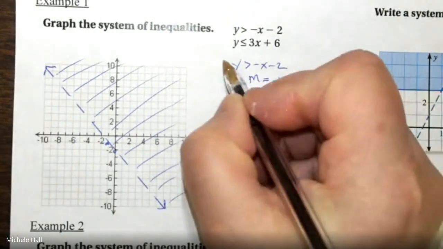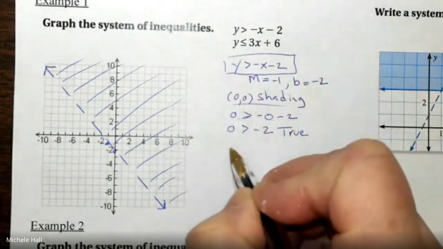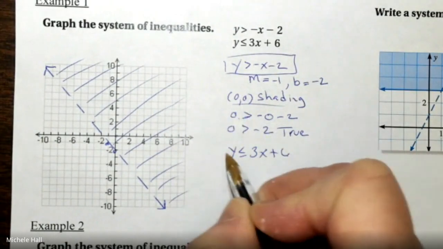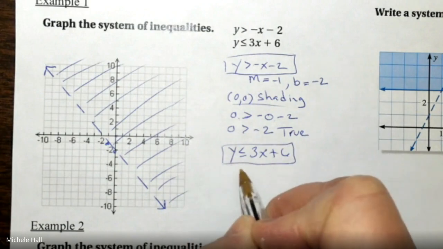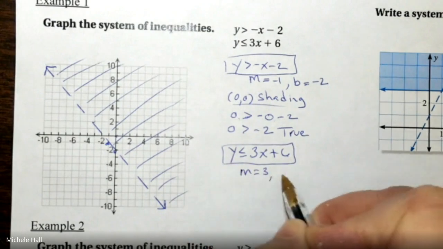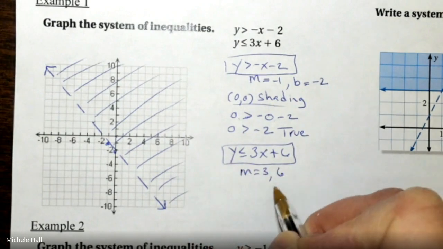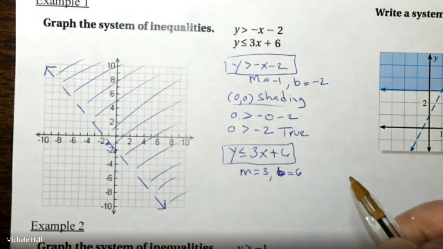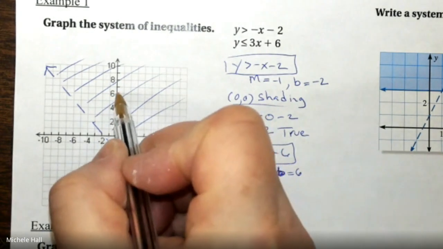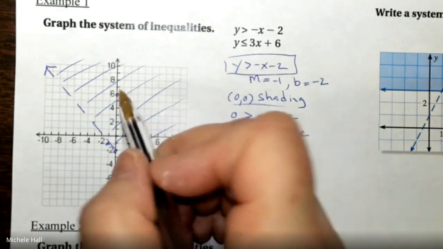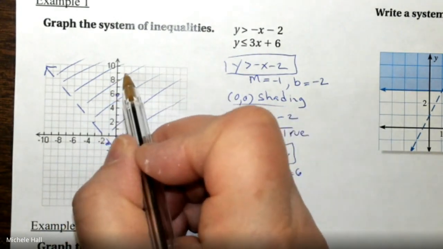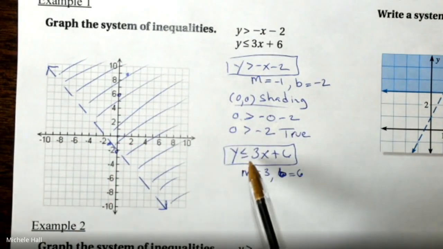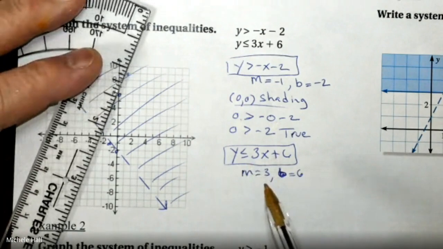Now we have y is less than or equal to 3x plus 6. My slope is 3. My y-intercept is 6. So my y-intercept is 6, and then I'm going to rise 3 and run 1. 1, 2, 3, and run 1. It says that it is less than or equal to, so this time it will be a solid line.